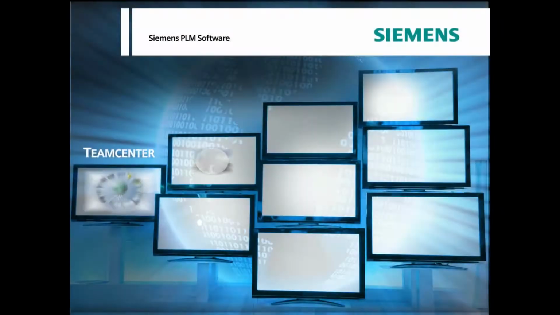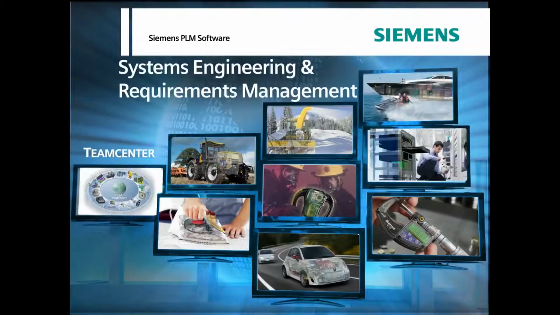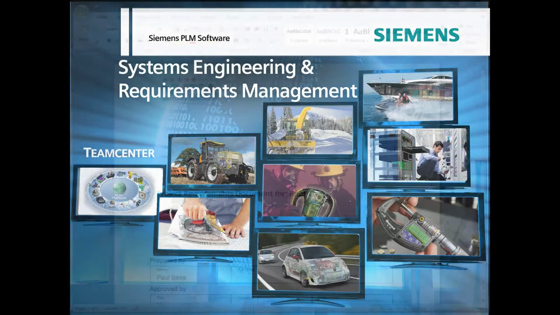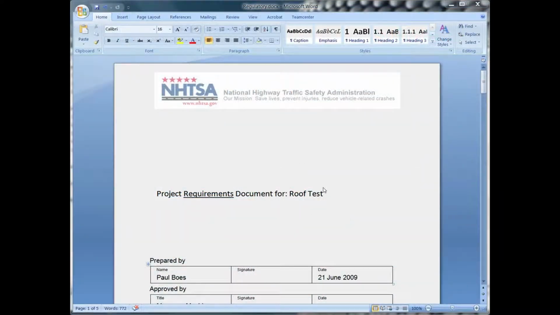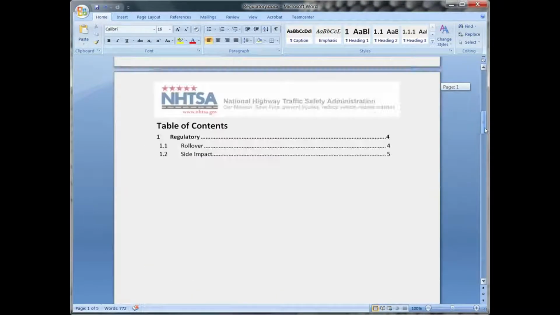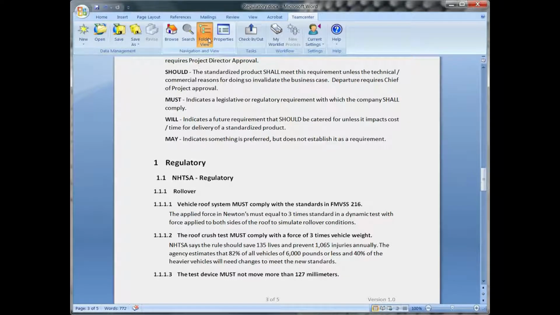Teamcenter is the first PLM solution to integrate systems engineering and requirements management with the entire product lifecycle. Providing a single, secure source for requirements, Teamcenter supports live integrations with Microsoft Office applications, such as Word and Excel, as well as integrations to other requirements capture tools.